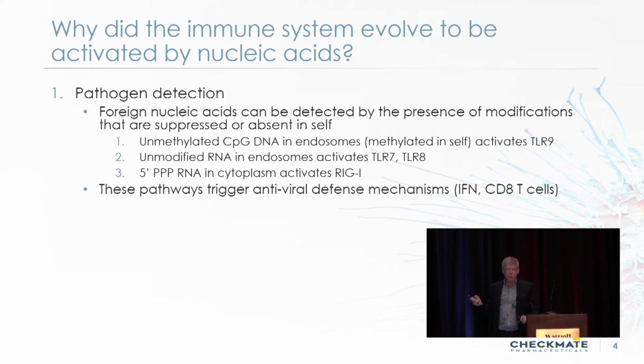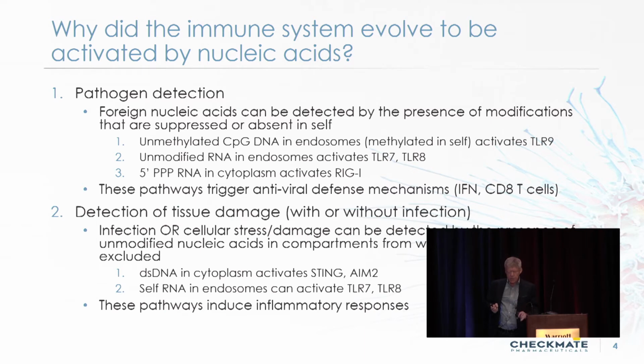Unmodified RNA normally is excluded from endosomes during infection. It's present there, and so that can be a sign of infection. And then the 5' triphosphate or diphosphates on the 5' end of RNA can activate the RIG-I pathway. And so when that occurs, the immune system evolved very rapid defense pathways that evolved to detect against viruses and bacteria, especially viruses. Antiviral defense mechanisms are more preferentially triggered by those pathways.